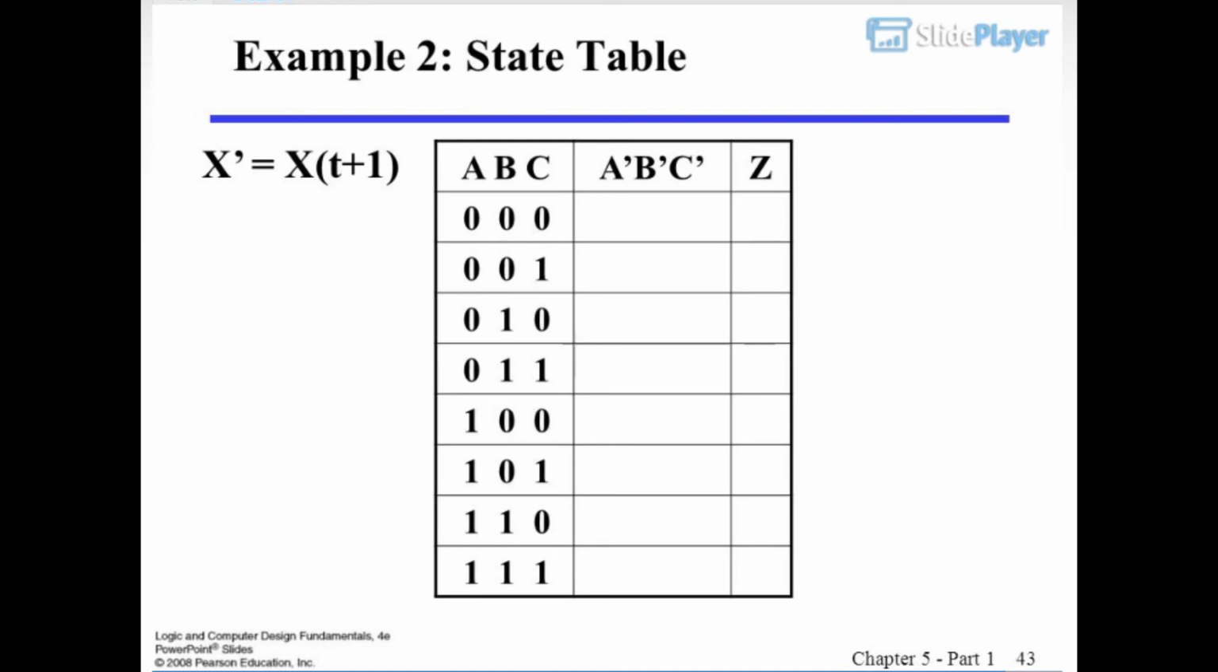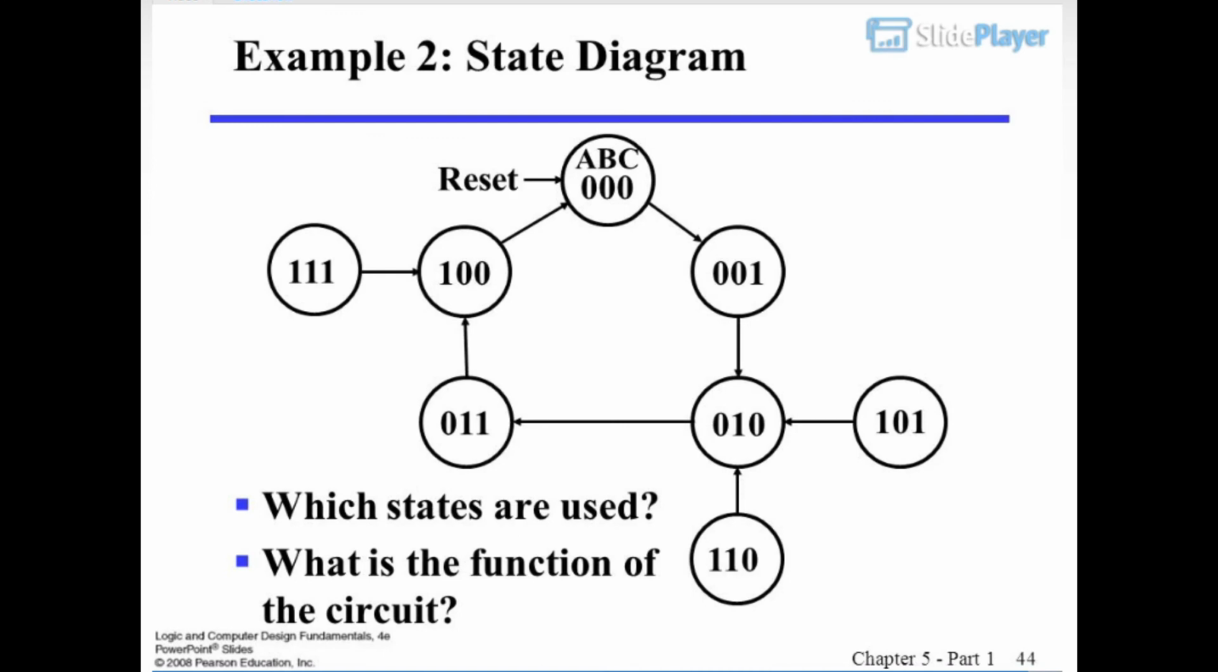The state table entries cover states 000, 001, 010, 011, 100, 101, 110, 111 with their next states and output Z.